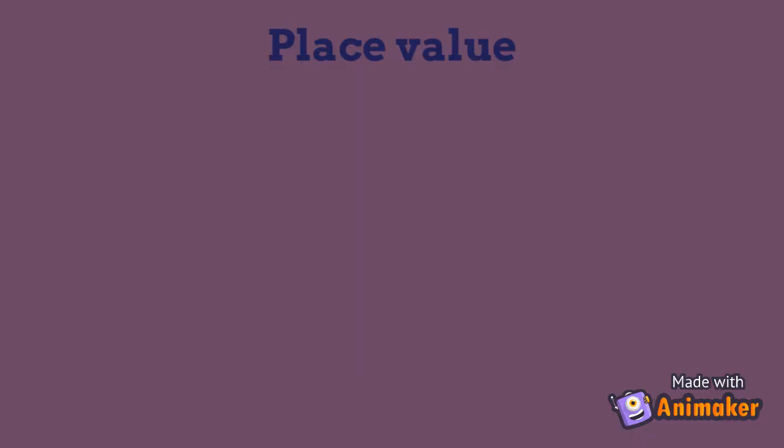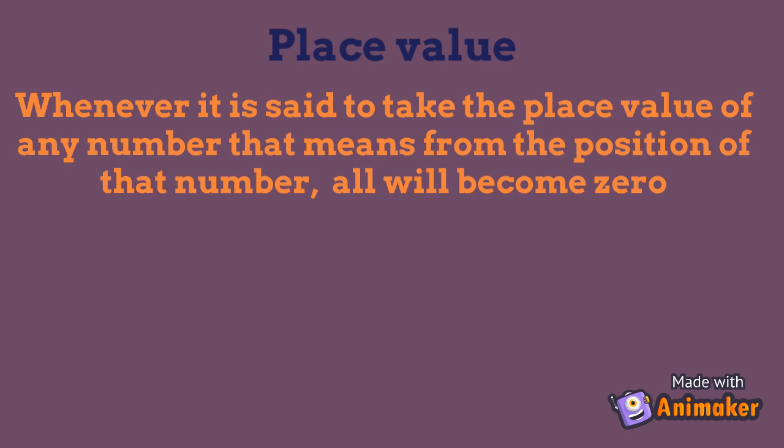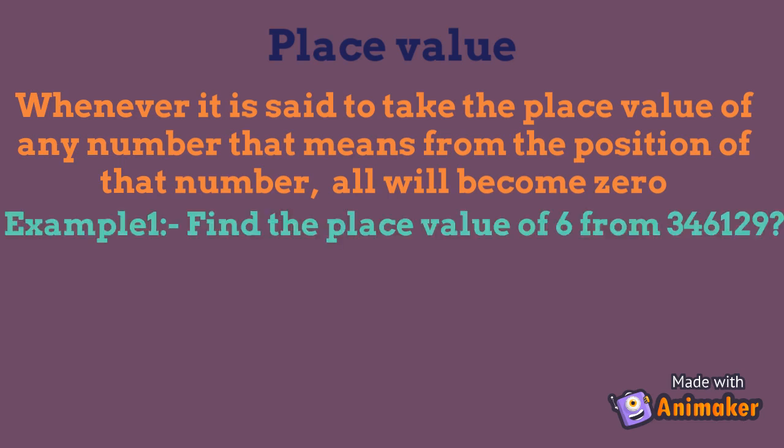Now we will understand what is place value and what is face value. So first is place value. Whenever it is said to take the place value of any number, that means from that position of the number, whatever digits are after it, you will make them 0. Let's take an example. Take out the place value of 6 from 3, 4, 6, 1, 2, 9.